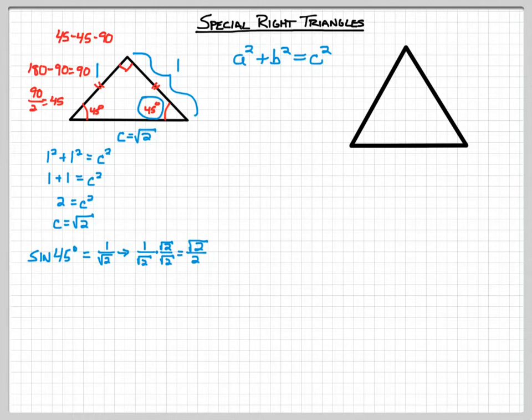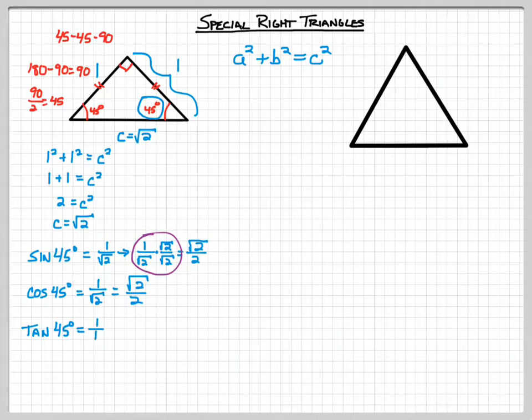Okay, so let's go to cosine. Cosine of 45 degrees is going to be adjacent over hypotenuse, which again is 1 over square root of 2. We rationalize it just like we did before, and we get square root of 2 over 2. All right, and then finally tangent of 45 degrees is going to be opposite over adjacent. So we're going to have 1 over 1, and obviously simplify that to 1.